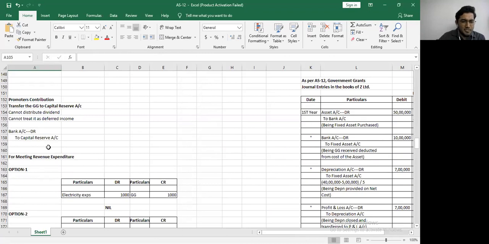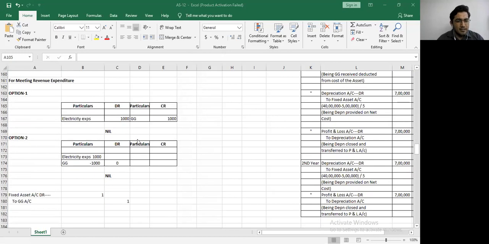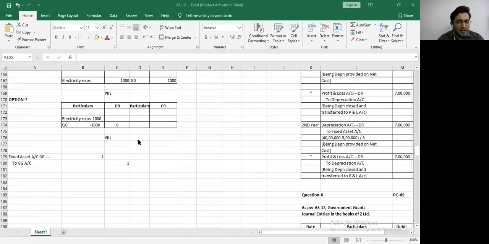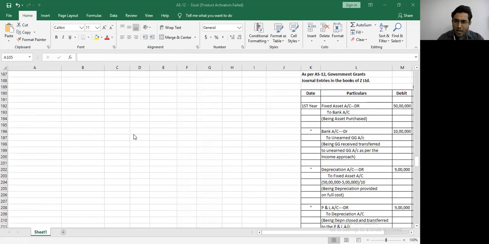For meeting revenue expenditure, the first option is that whatever expenses you are debiting, you show this government grant separately as your income on the credit side. Option number 2 is you will deduct it from the related expense for the revenue expenditure. Right, this is what we studied. And finally, we had government grant received in kind. That means the asset is received free of cost. At that time, you will record the asset at the nominal value.